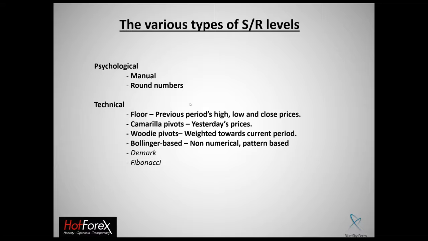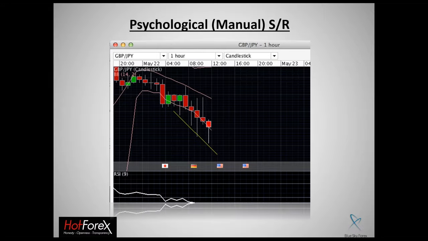Okay, so just on this picture, what you see here is a manual, psychological support resistance level. In this case, it's a trend line drawn underneath the price. It should be drawn on the top side of the price when the price is trending down. Okay, but this is a diagonal support resistance level. It's a trend line.